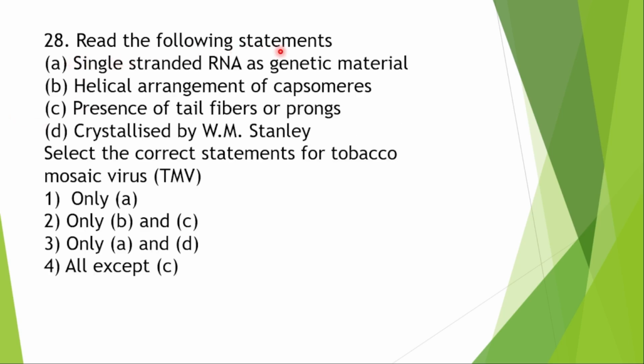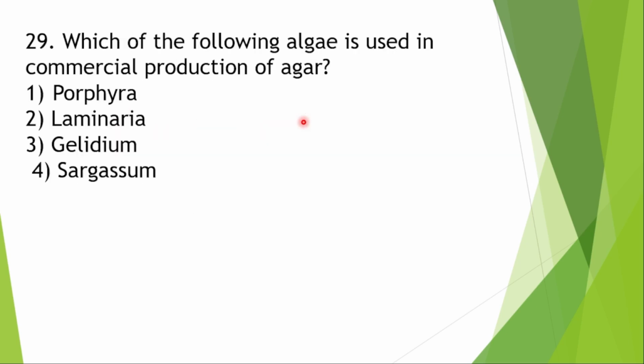28. Read the following statements. Single stranded RNA as genetic material, helical arrangement of capsomeres, presence of tail fibers or prongs, and crystallized by W.M. Stanley. Select the correct statements for the tobacco mosaic virus. Here the correct option is fourth, all except C. Presence of tail fibers or prongs.